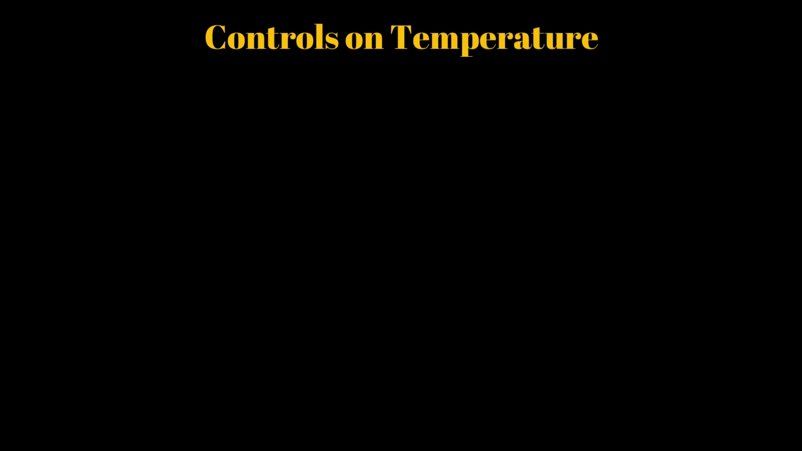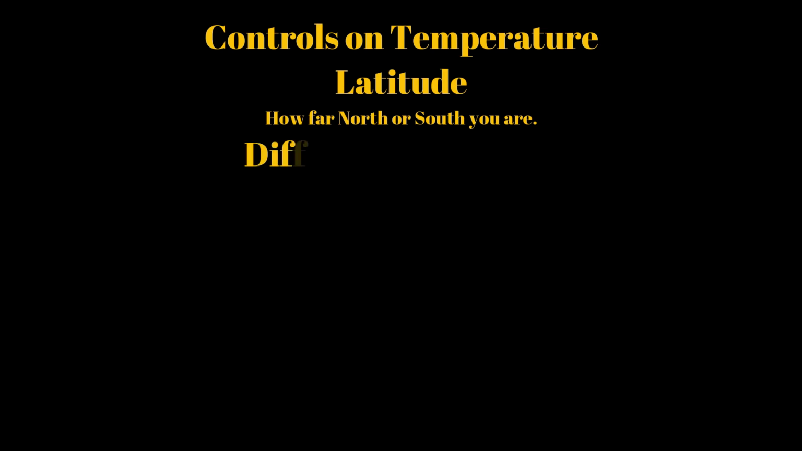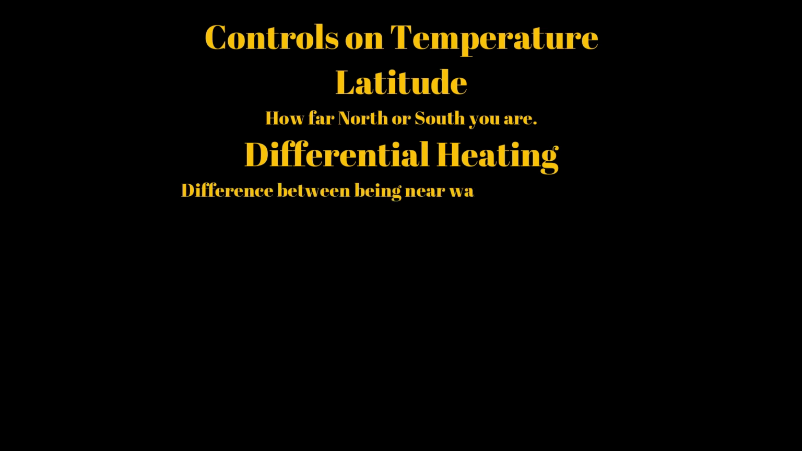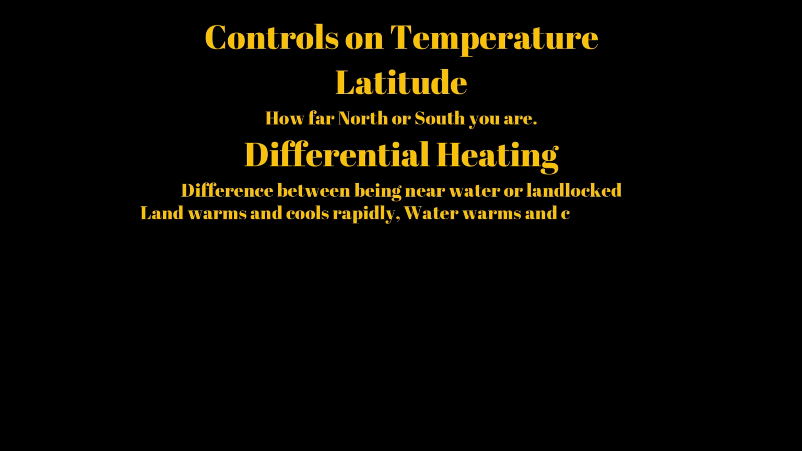Temperature of the atmosphere is important to life, obviously, and many things can control temperature. Latitude, your position north or south of the equator. As you move poleward, temperatures decrease. Differential heating: land warms and cools rapidly. Water warms and cools slowly. So if you live in a landlocked area, your temperatures will fluctuate more rapidly, as if you lived near warm water, your temperatures would be more moderate.